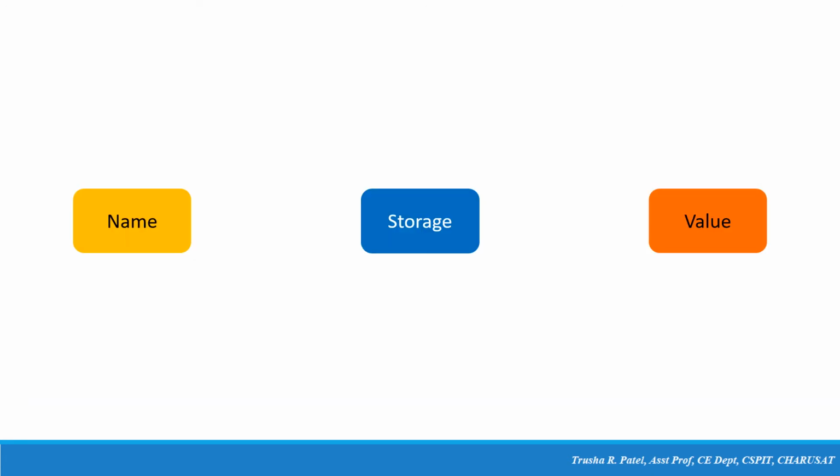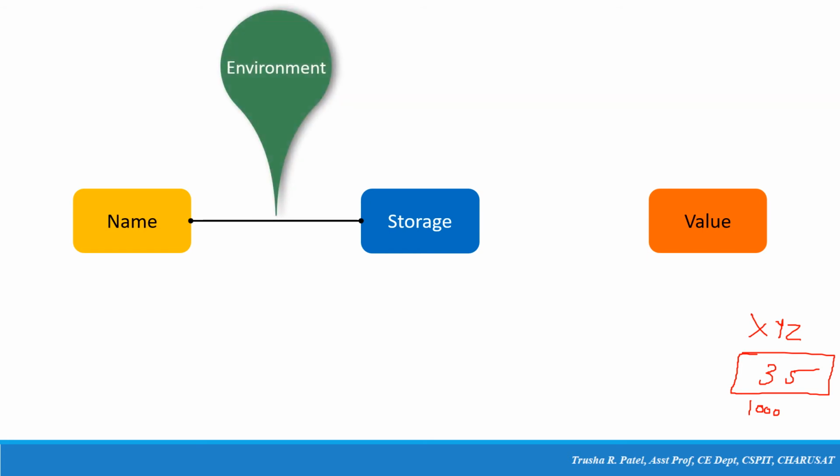Now whenever we are talking about data, there are three things: name, storage and value. So what we are saying is we have some XYZ variable which has memory location 1000 and the value of that XYZ is 35. So XYZ is the name, 1000 is the storage or the memory location, and 35 is the value.